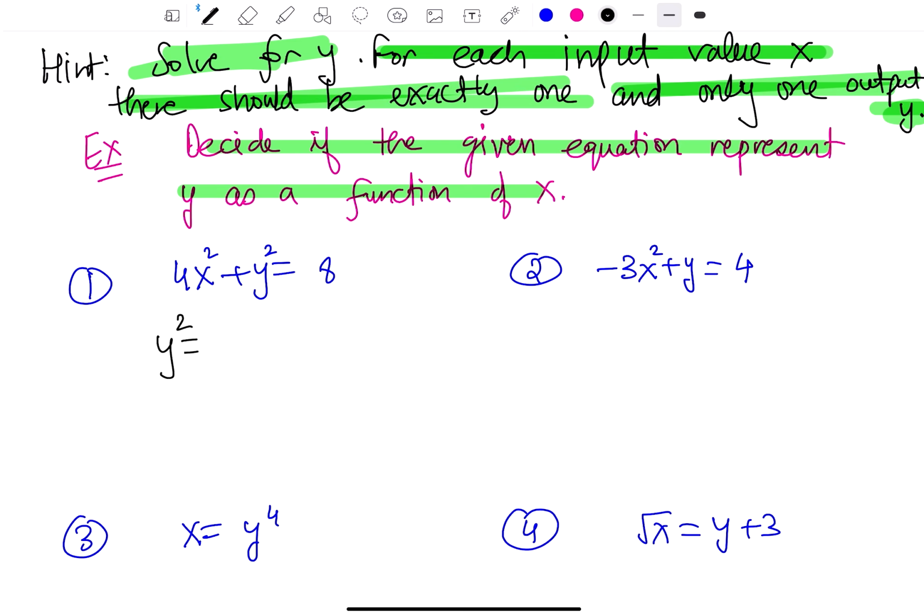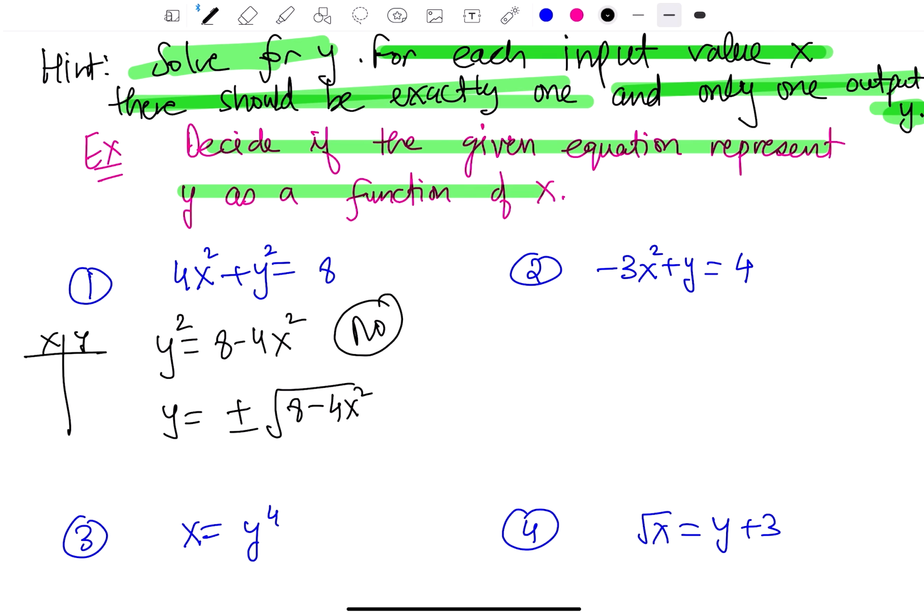When I solve for y, it's y squared is equal to 8 minus 4x squared. y is equal to plus minus the square root of 8 minus 4x squared. And that makes it not a function. This is not a function because one x is connected to more than one y. So this would be not a function because if x is equal to 0, we can make a table. If x is 0, y is going to equal plus minus square root of 8. So there's 2 values of y which are connected to the same x, and that's not okay.